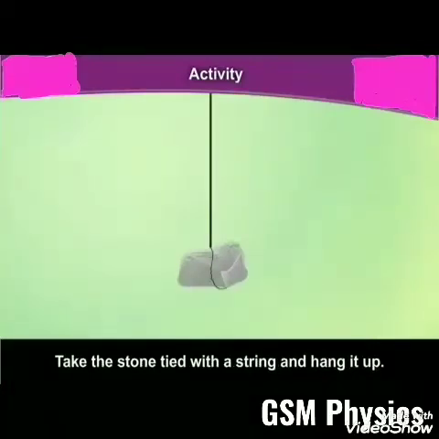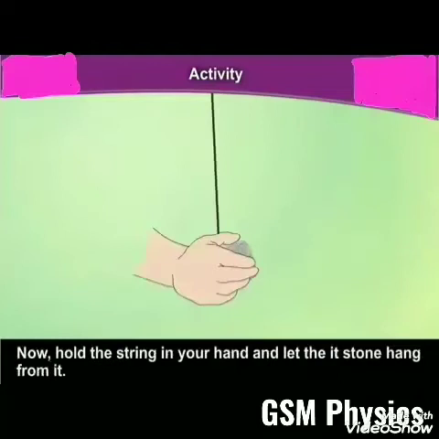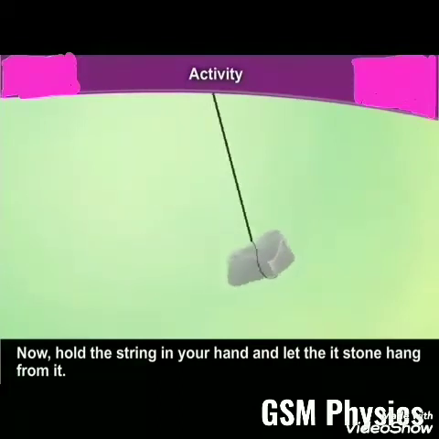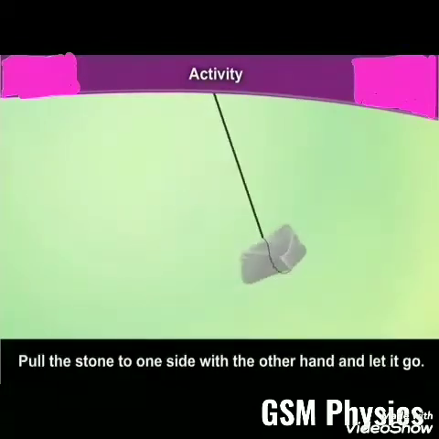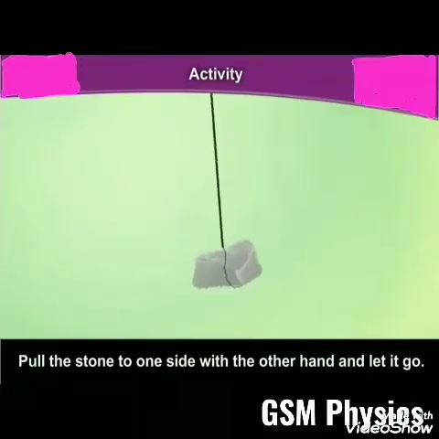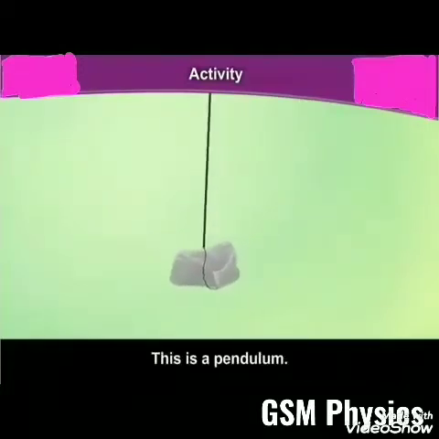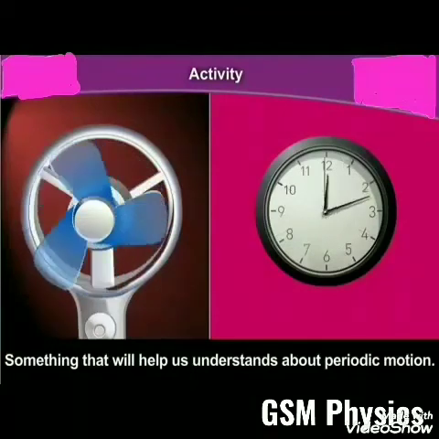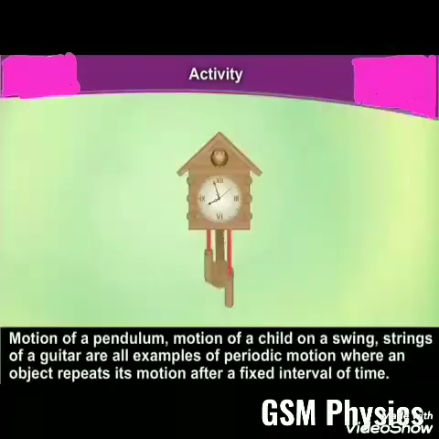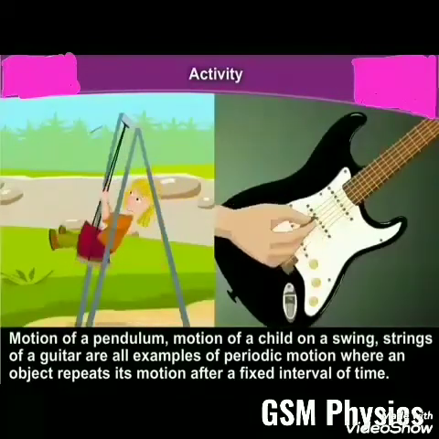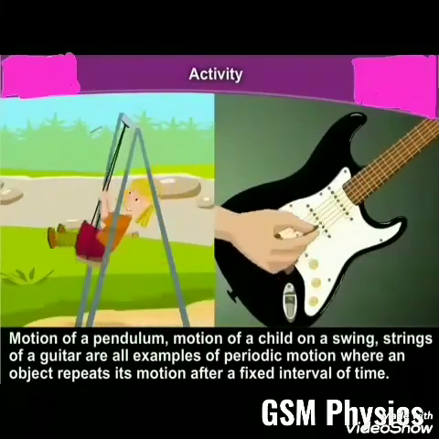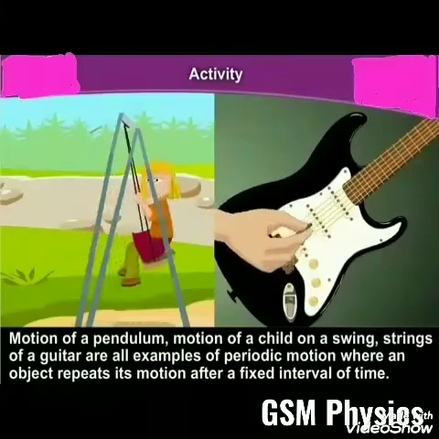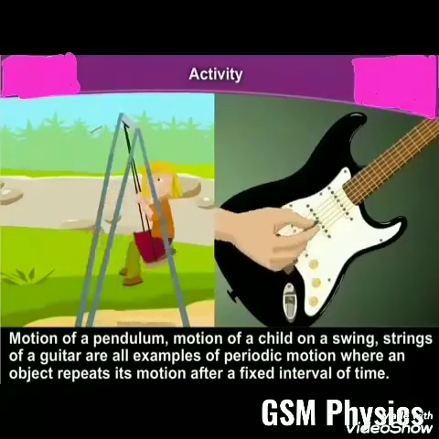Take a stone tied with a string and hang it up. Then hold the string in your hand and let the stone hang from it. Pull the stone to one side with the other hand and let it go. This is a pendulum. Something that will help us understand the motion. Motion of a pendulum, motion of a child on a swing, and strings of a guitar are all examples of motion where an object repeats its motion after a fixed interval of time.